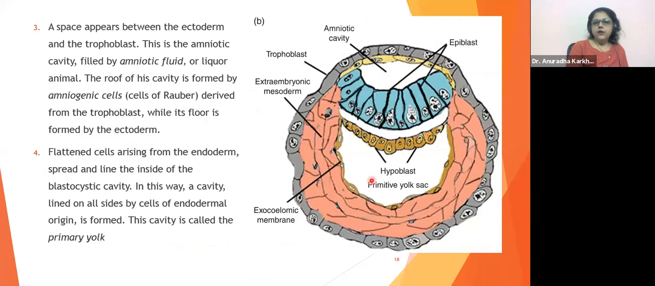So we saw how the space is going to be created over here. The trophoblast cells, that is the cells of the Rauber, and the epiblastic or ectodermal cells, how they are going to be formed. They become columnar. Then this cavity will be filled with amniotic fluid. Then we saw the flattened cells arising from the endoderm spread inside. This is what we saw. And here in this cavity, there was a cavity over here. It is now filled with extra embryonal mesoderm. I told you what extra embryonal mesoderm is also.